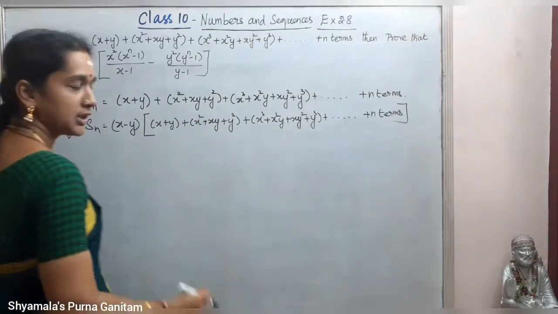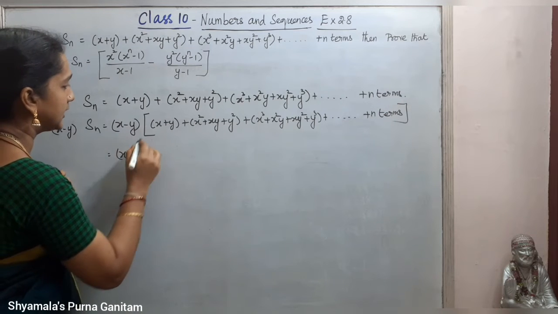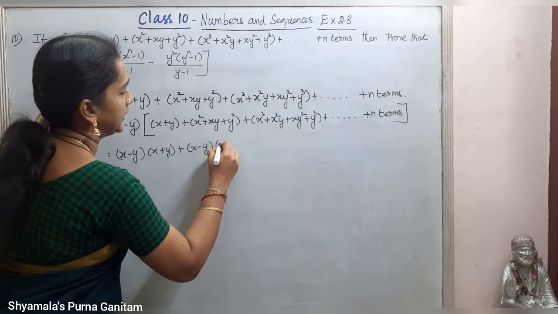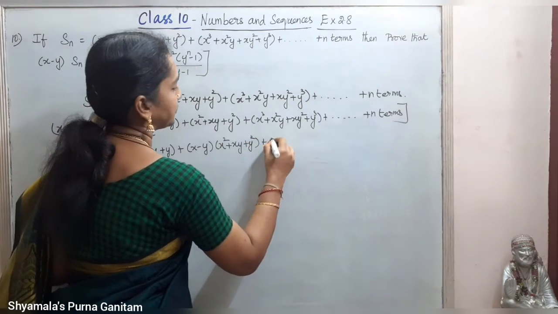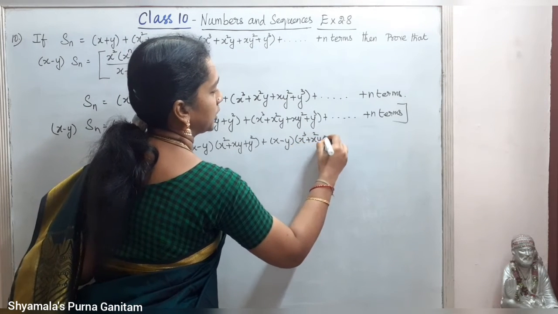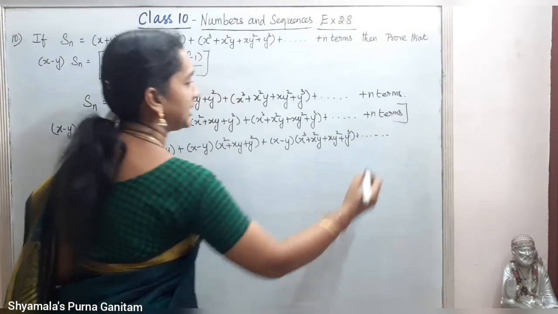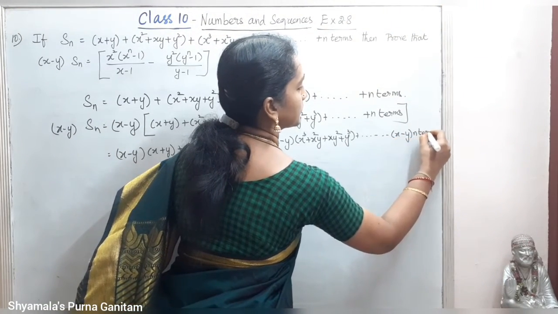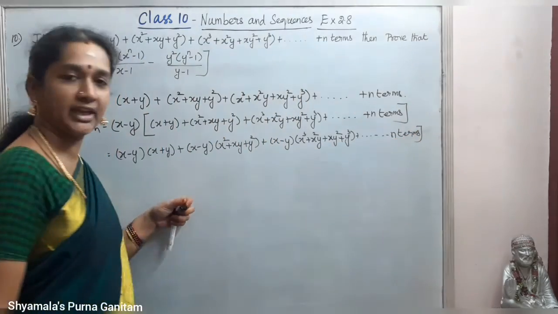Up to n terms. So for all the terms we have to multiply with x minus y. So we'll get (x minus y) into (x plus y) plus (x minus y) into (x squared plus xy plus y squared) plus (x minus y) into (x cube plus x squared y plus xy squared plus y cube). Like that we will multiply it with all the terms, up to n terms. So we will write like that itself.